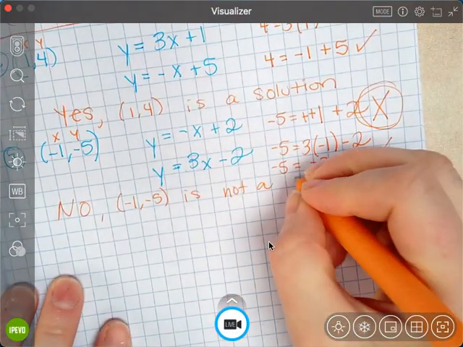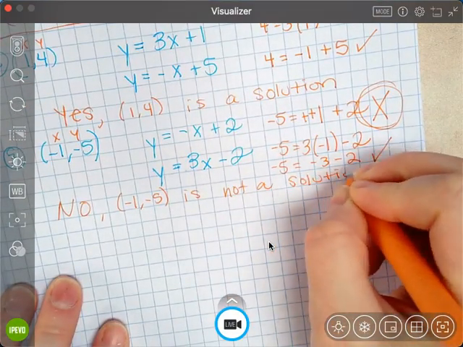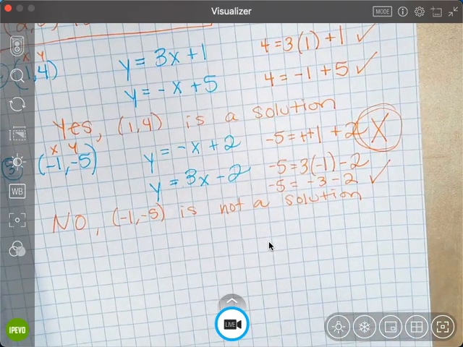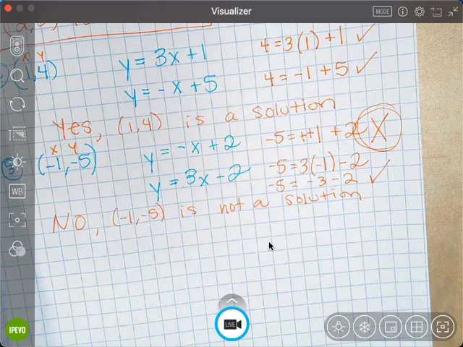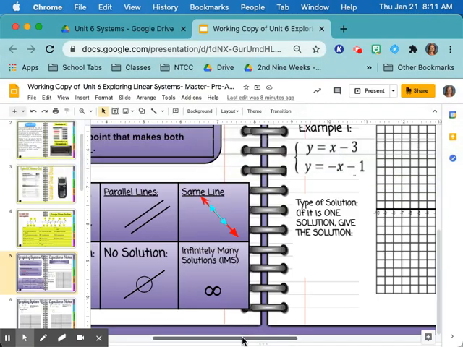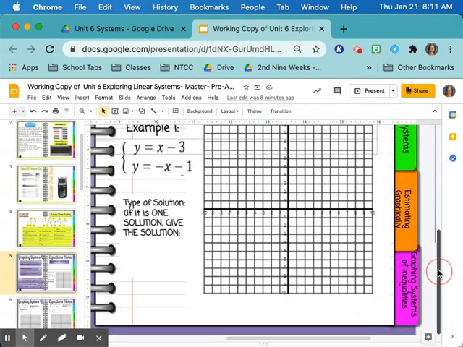Is not a solution. All right. That's just how you can check if it's a solution or not. So anytime we want to check and see if it's a solution or not, we just plug in the x and y values. All right, let's go to our next part.